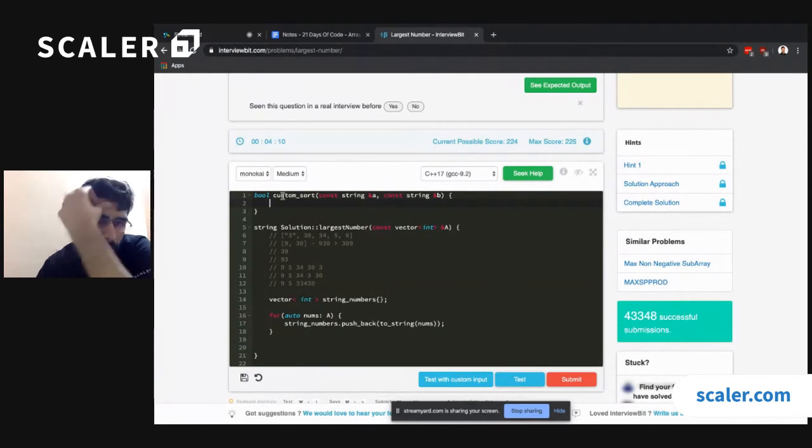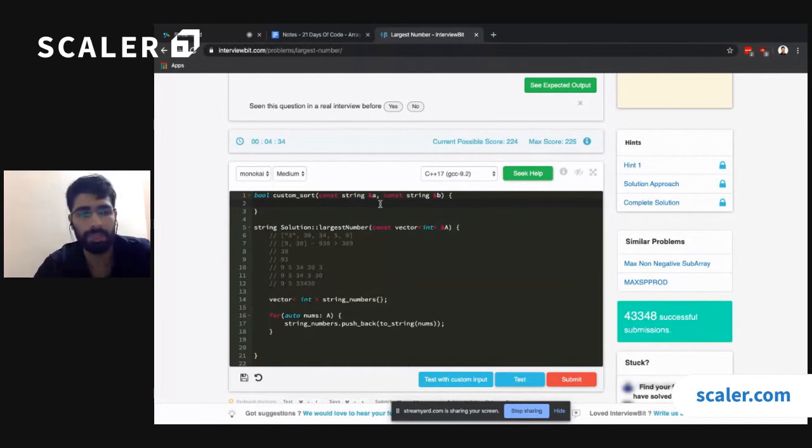Okay, so what are the cases? I want to arrange them in the increasing order. So I want this order, okay? So this will happen, and custom sort has to return true if this is less. I mean, if the custom sort function returns true, then A will be less than B.